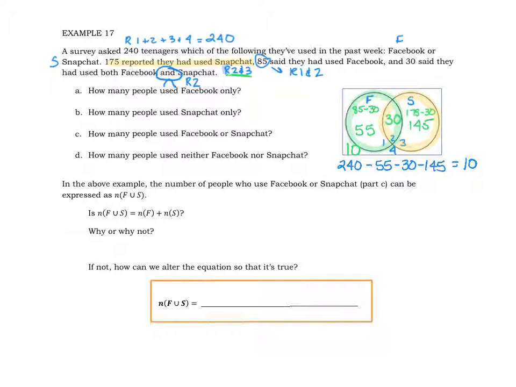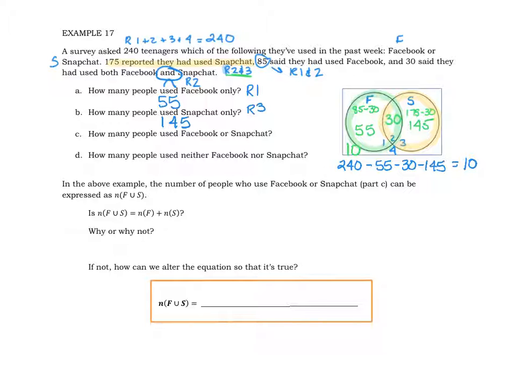Now I'm ready to answer all these questions. How many people use Facebook only? What region is that? Region 1 is Facebook only. Region 2 is Facebook and Snapchat. So that would be region 1, and our answer would be 55. Similarly, they asked about Snapchat only. All of Snapchat is regions 2 and 3. Snapchat only is region 3, so we're looking at 145.